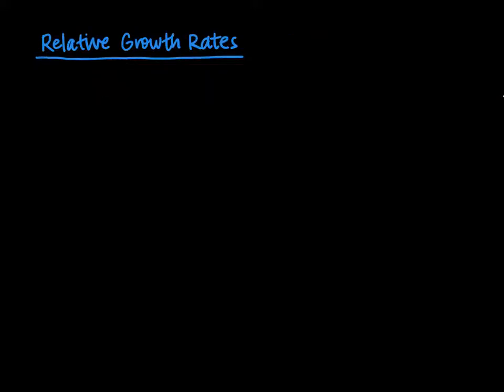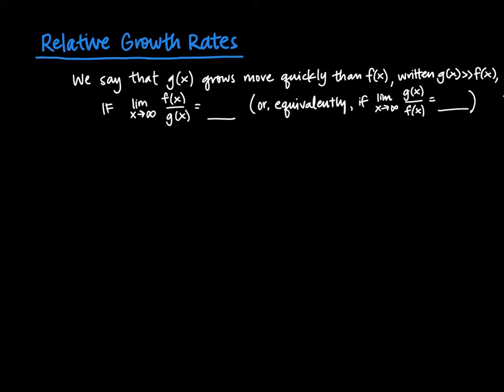The box at the top of the page is designed to help you synthesize the result of using L'Hopital's rule in this context. So let's use it as a warm-up here before we dive right into some of these problems. Suppose that f and g are functions that are both positive when x is large, and we say that g grows more quickly than f, written g of x is much greater than f of x, if the limit of f over g is what, or the limit of g over f is what? Well, we're being told that the function in the denominator is the fastest growing one in the first case, so that means that the limit would have to be 0 in this particular setting here.